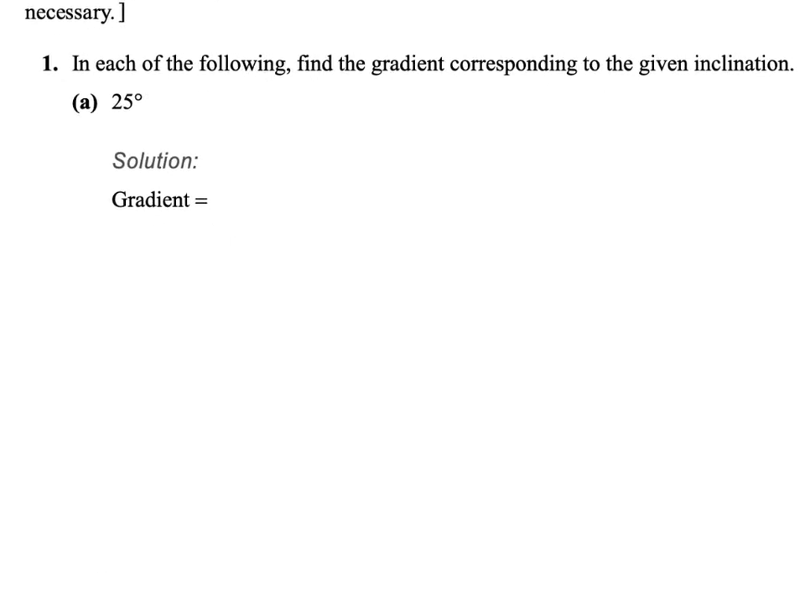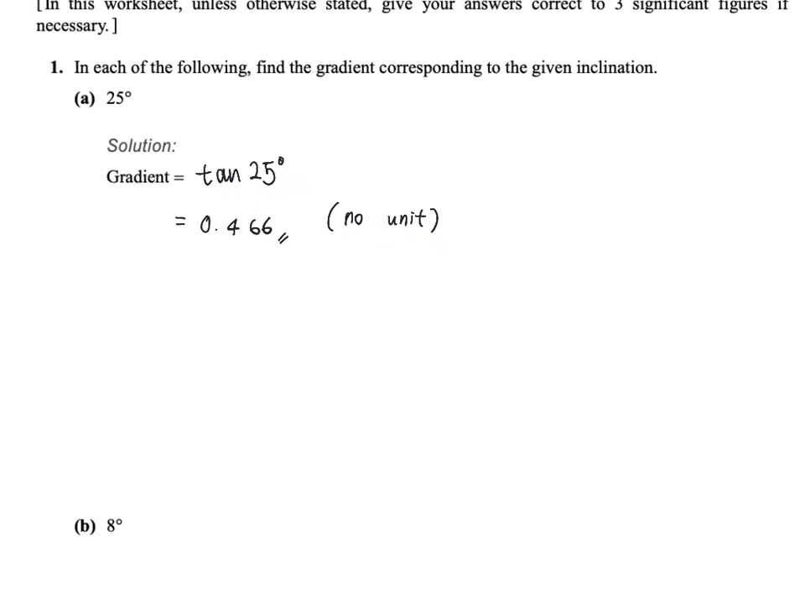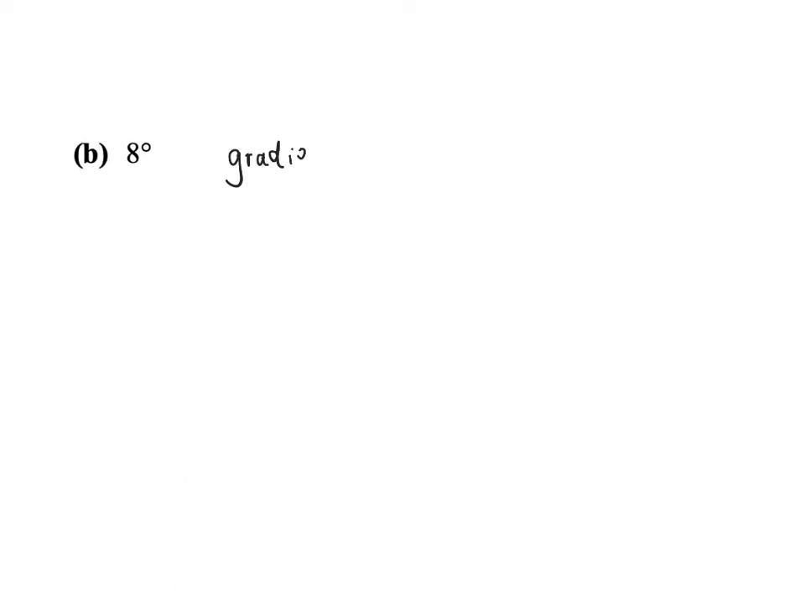When you are going to find out the gradient, basically you consider the tangent of that. So you will have this one, and the value will be 0.466. Okay. Just to remind you, there should be no unit, and I consider three significant figures. For this one, the gradient equals tangent 8 degree, so this equals 0.141. Once again, no unit.